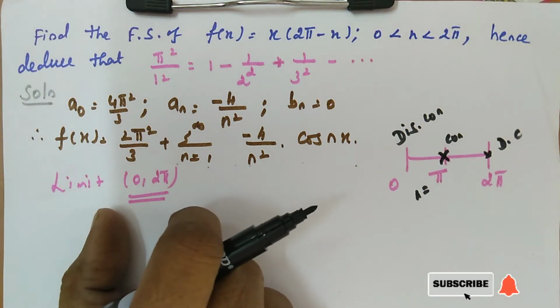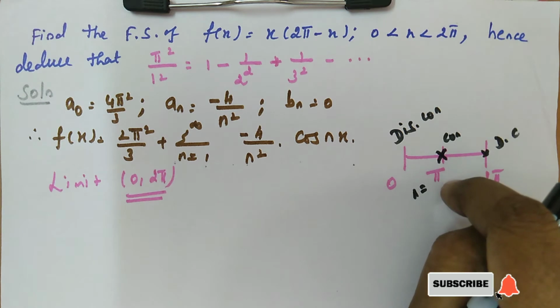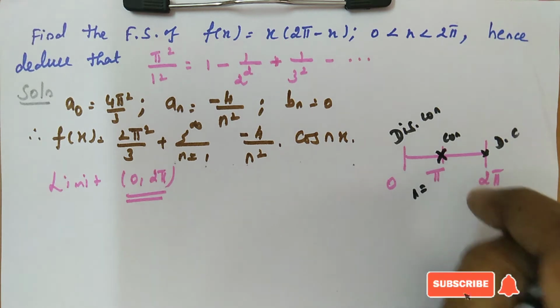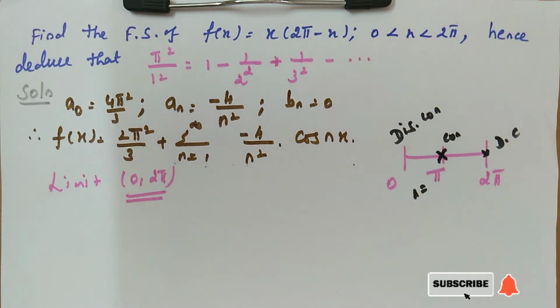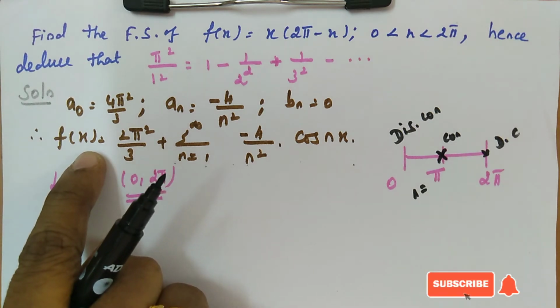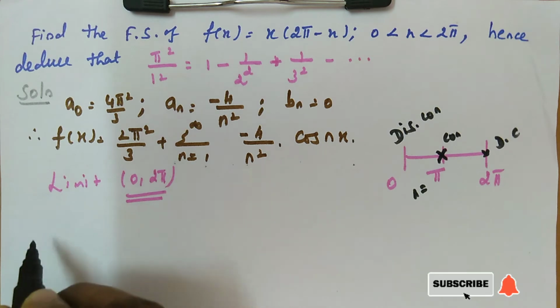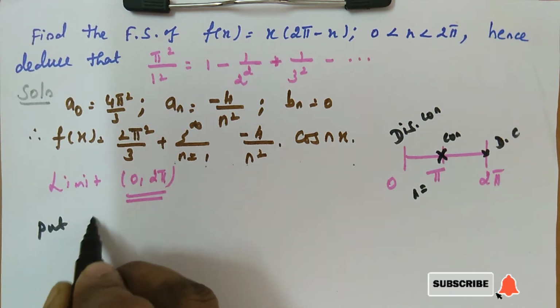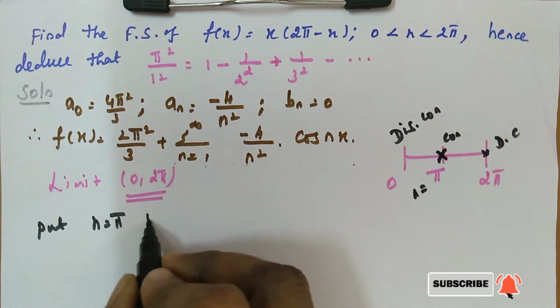So in this given limit 0 to 2 pi, we are going to take x is equal to pi. That is, the point of continuity. So in the definition of convergence of Fourier series we have discussed only two cases. One is discontinuity, other one is continuity. In the discontinuous case we used to take the average of the limits. In the continuous case directly we can substitute the point. So here I am taking the continuity point as x is equal to pi, means directly we can substitute x is equal to pi in the Fourier series. That is the continuous case. So put x is equal to pi in f of x.